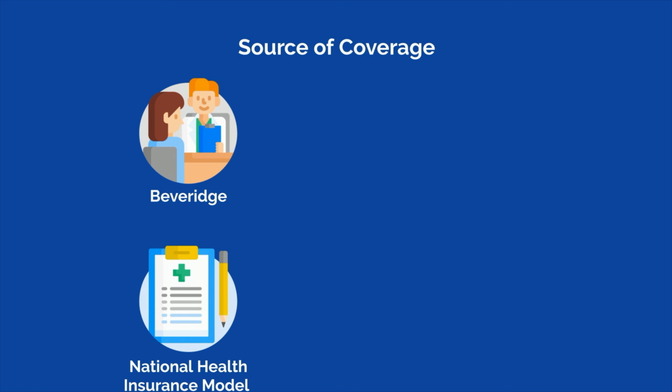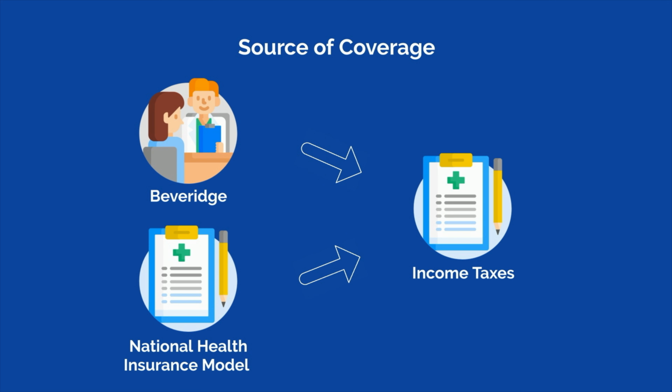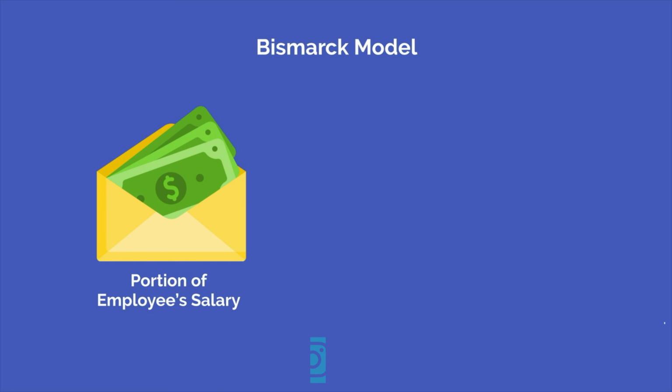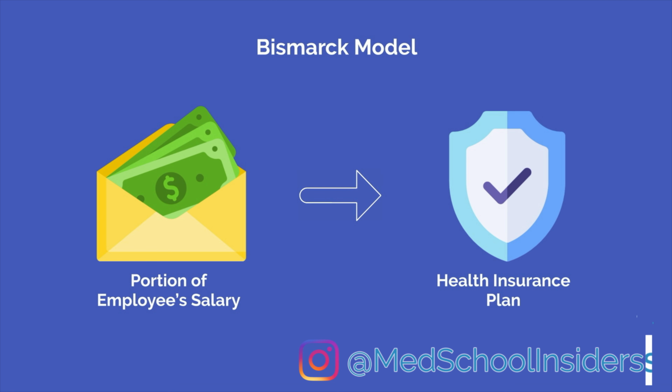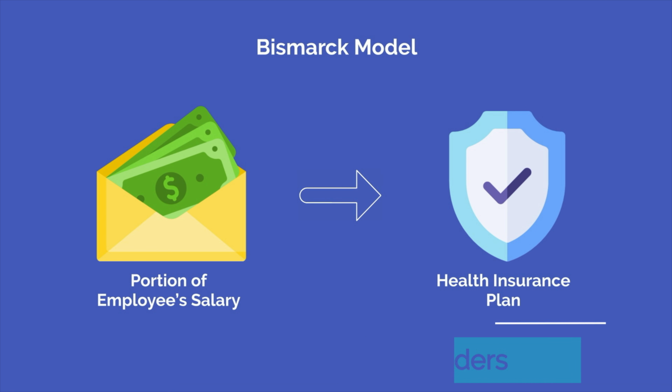The final point to consider is the source of coverage for each of these healthcare models. Funding for the Beveridge and National Health Insurance model comes from income taxes. The government collects a tax from its citizens that ultimately enable government-based funding to support healthcare costs. In the Bismarck model, funding comes from a payroll deduction. Employers take a portion of their employee's salary and put it towards paying a premium to keep their employees enrolled under the health insurance plan.